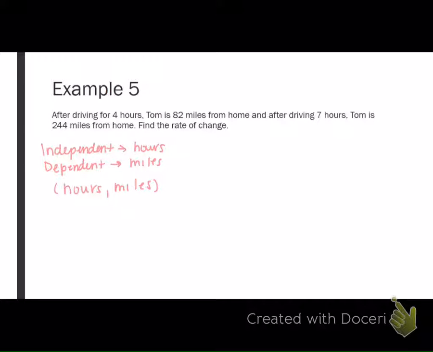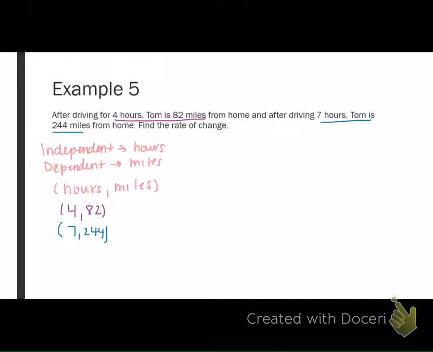So Riley, what is one of my ordered pairs? One of your ordered pairs is 4, comma, 82. Jana, what's the other one? 7, comma, 244.